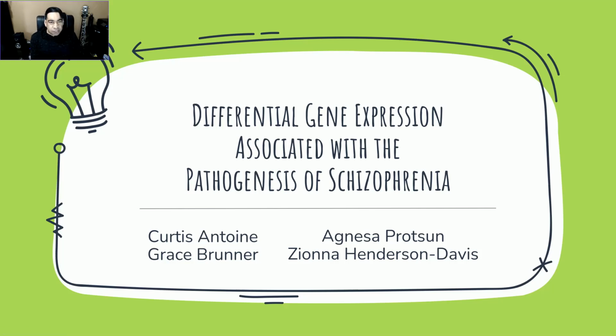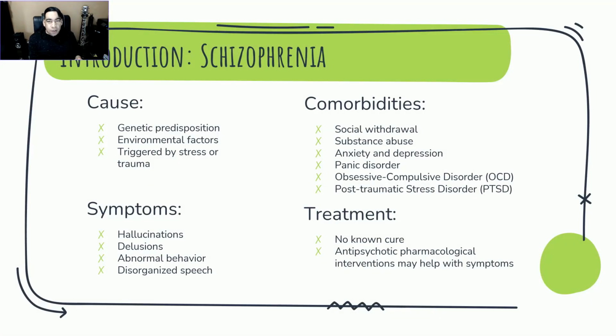This presentation is on differential gene expression associated with the pathogenesis of schizophrenia. So, a little bit of introduction to schizophrenia. It's a genetic disorder. It also has environmental factors. And if there's a stressful event in the environment or you have a prolonged stressful event, it could be a trigger for schizophrenia. Certain symptoms may include hallucinations, delusions, abnormal behavior, disorganized speech.